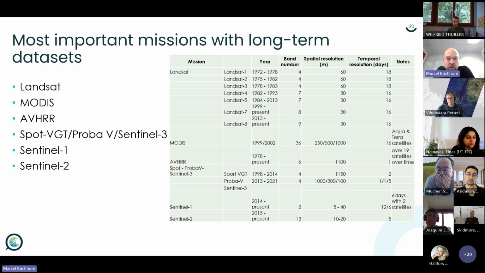You have the AVHRR mission, which is running since 1978. Over the time, they launched 19 satellites for this mission, and they are quite consistent, but you only get 6 bands at a resolution of 1 kilometer. So there you can generate quite easily long time series products at 1 kilometer resolution.